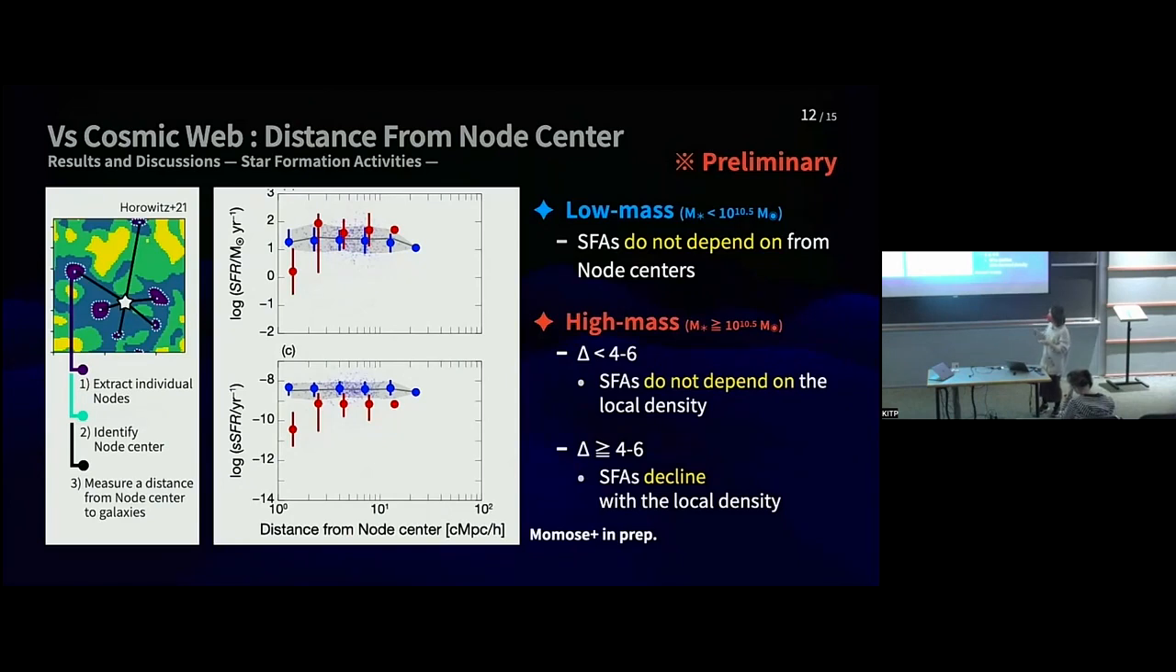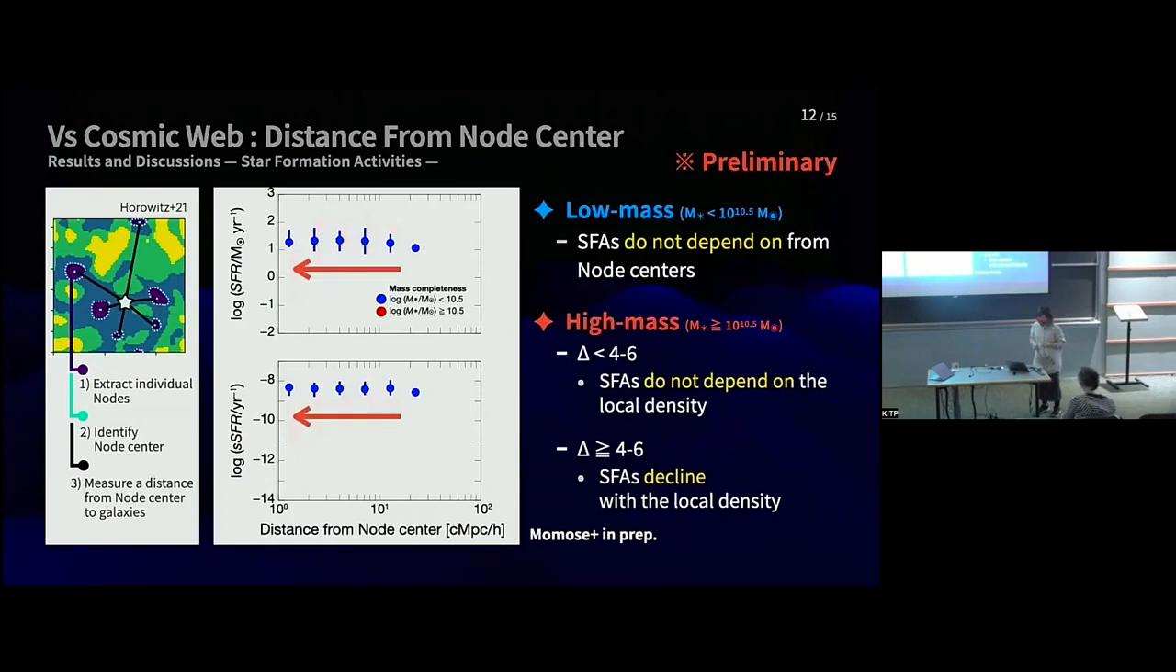Again, a blue and a red color indicate the low and high stellar mass subsamples. Then we found two common trends in both star formation rate and specific star formation rate. One is seen in low mass galaxies. It shows that their star formation activity values are the same regardless of the distance. And the second trend is seen in high mass galaxies.